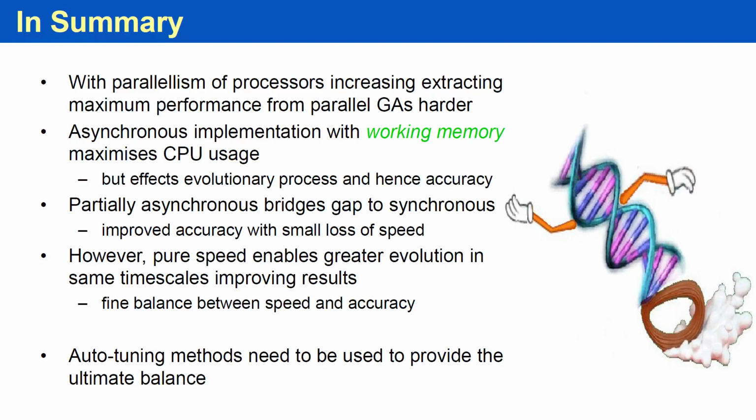To answer this question, probably auto-tuning would need to be used to find the ultimate solution between the number of partially asynchronous generations and what we could get in terms of accuracy versus speed. And that will probably be the next bit of work that we would look at with this piece of work, and maybe look at GPUs as well.